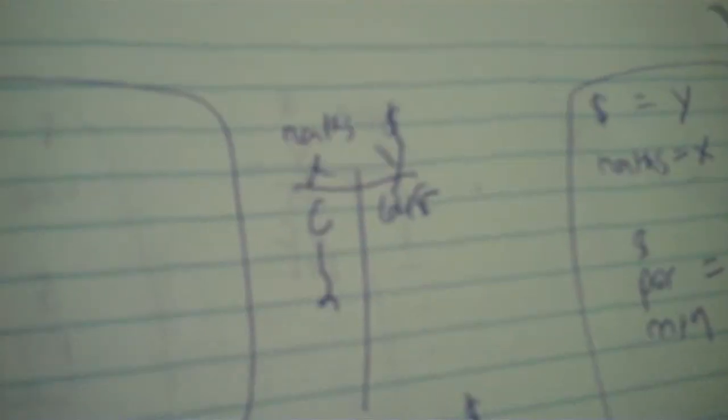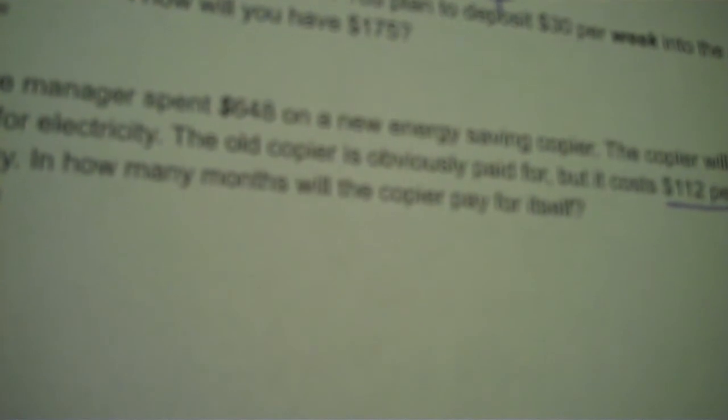Alright, so before the 88, he's going to pay $648 for the copier itself. Then he adds $88 for the energy cost. So $648 plus 88, $736. So after 1 month, that's what it costs. After 2 months, another 88 gets added on, $824. Okay, now the guys with the 112 per month, there's no beginning cost, so it starts at 0. They paid for that years ago. They're not keeping track of that, but it goes up by 112. So 112, add another 112, 224. And eventually the cost will end up the same.